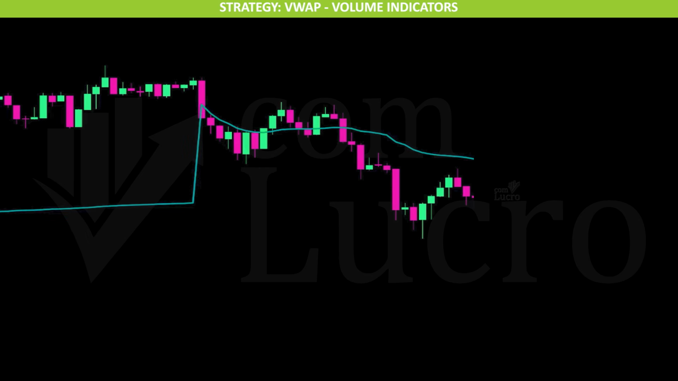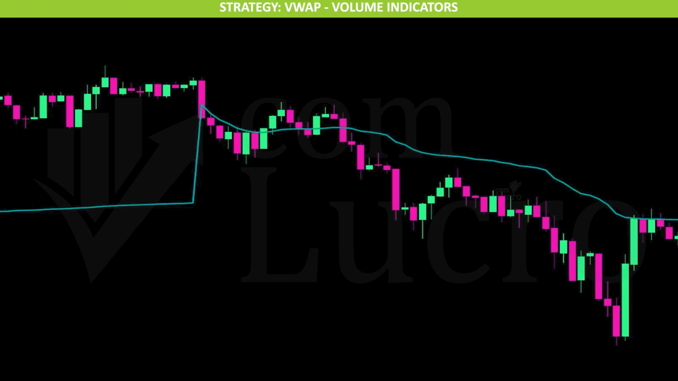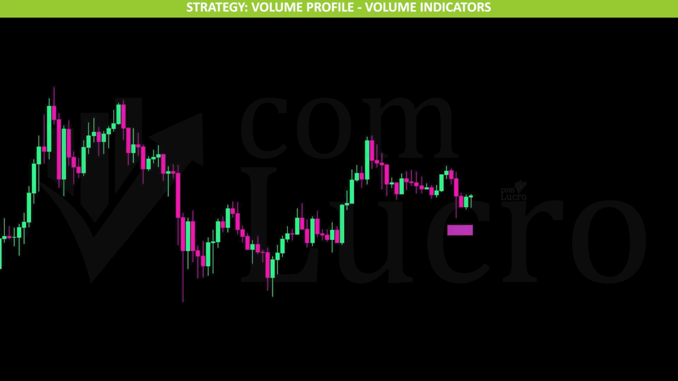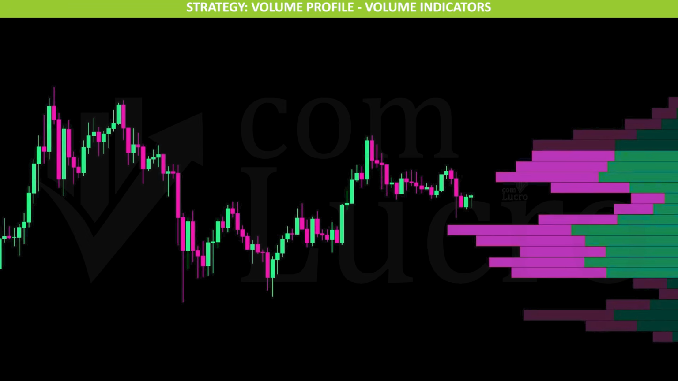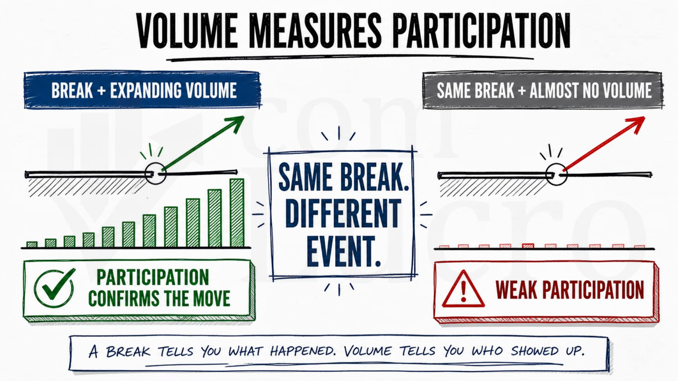The volume-weighted average price, or VWAP, which shows the ratio of an asset's price to its total volume, and can be traded like a moving average or as dynamic support and resistance. And volume profiles, which display volume horizontally, giving you levels that can be treated as key zones for potential entries. Volume is the only tool here that measures participation. A break of structure on expanding volume and the same break on almost nothing are two very different events.